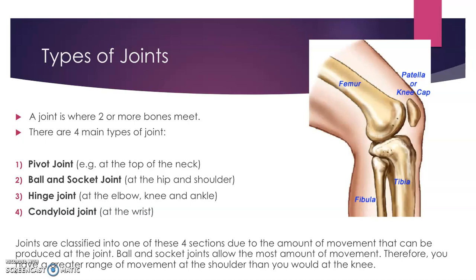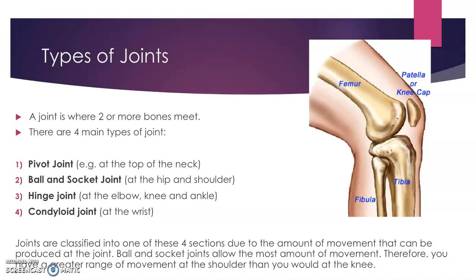Moving on to joints. A joint is where 2 or more bones can meet. There are 4 main types of joint in our body. We have the pivot joint, which is located at the top of the neck. We have the ball and socket joint, which can be found at the hip and the shoulder. We have the hinge joint, which can be found at the elbow, the knee and the ankle. And we have the condyloid joint, which is found at the wrist.